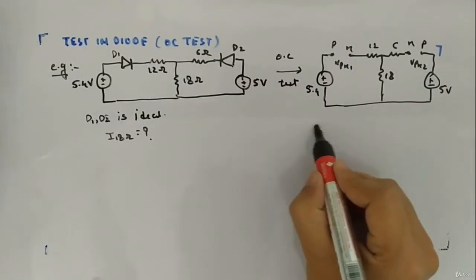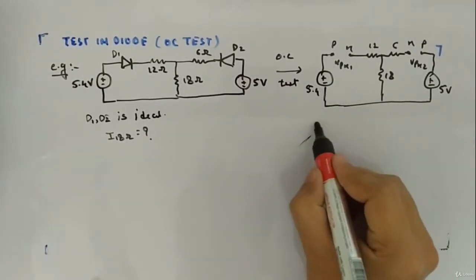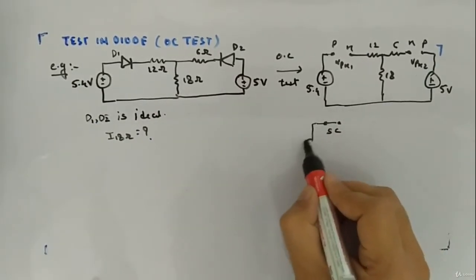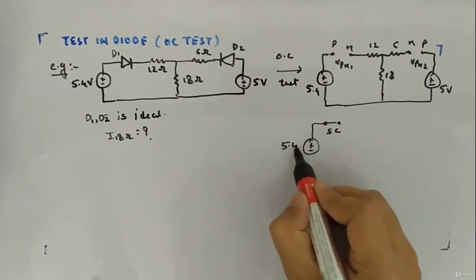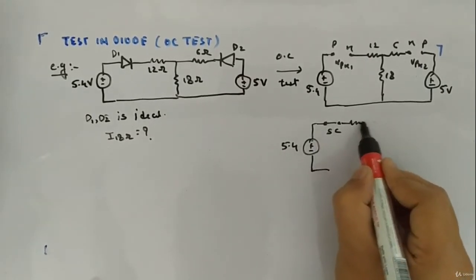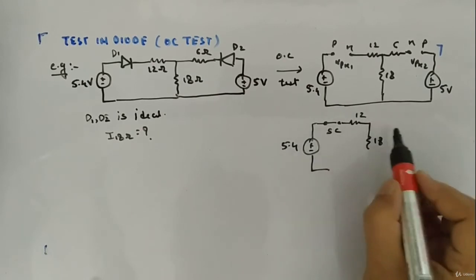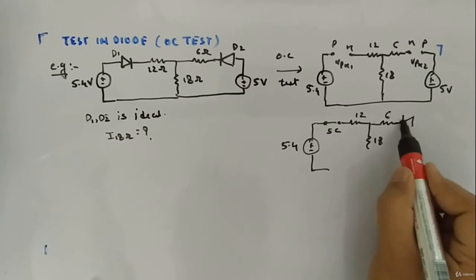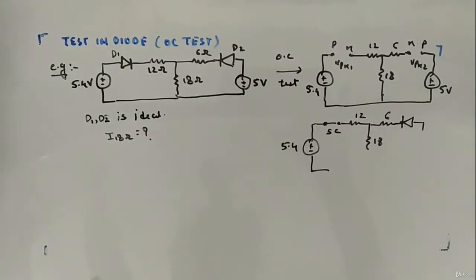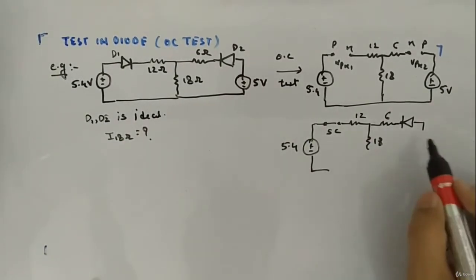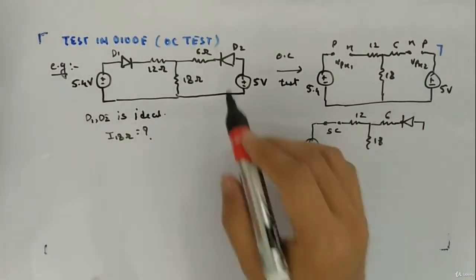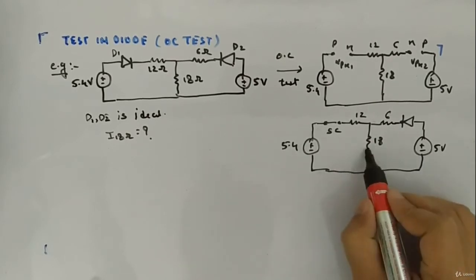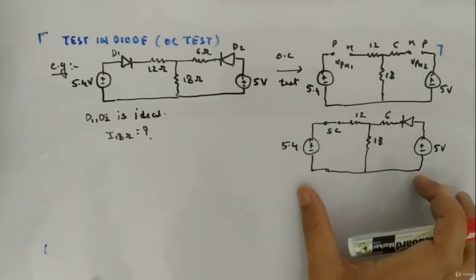If I make it on, it will be replaced by a short circuit, SC, because it's ideal. 5.4 volt, 12, 18, this is 6. Now moving on, this diode will be the same, and then there was the 5 volt. This will be the circuit under test now.